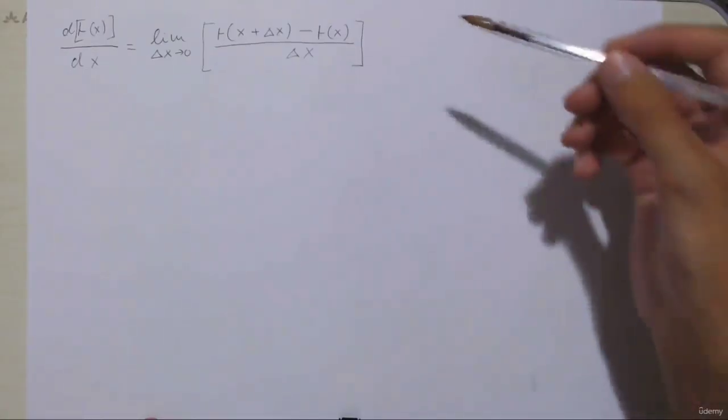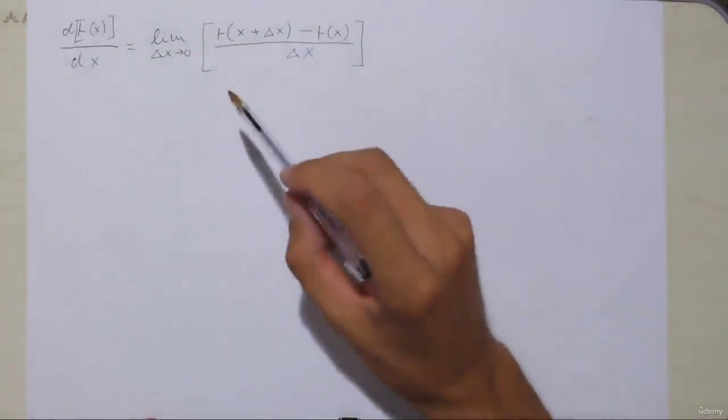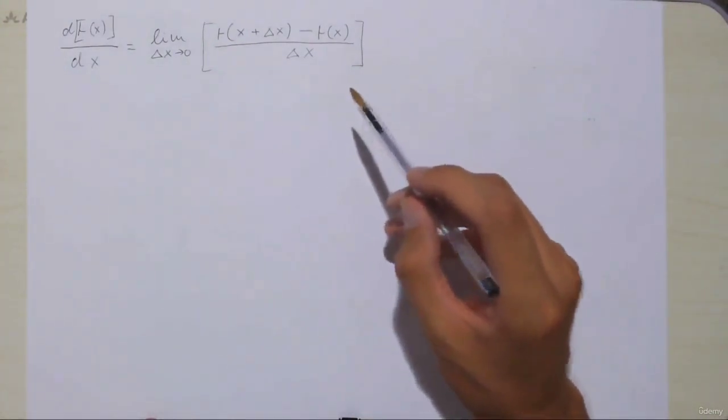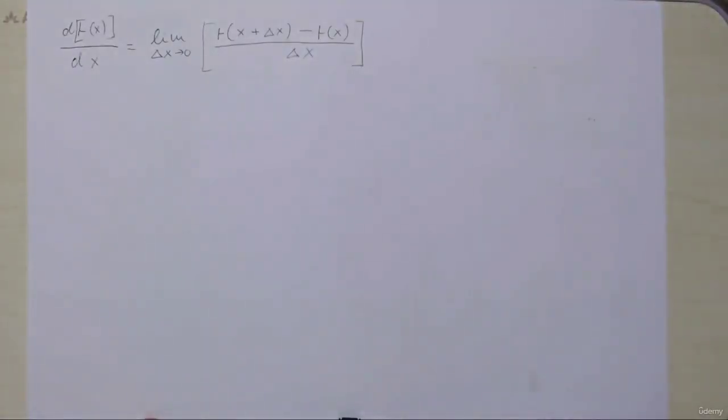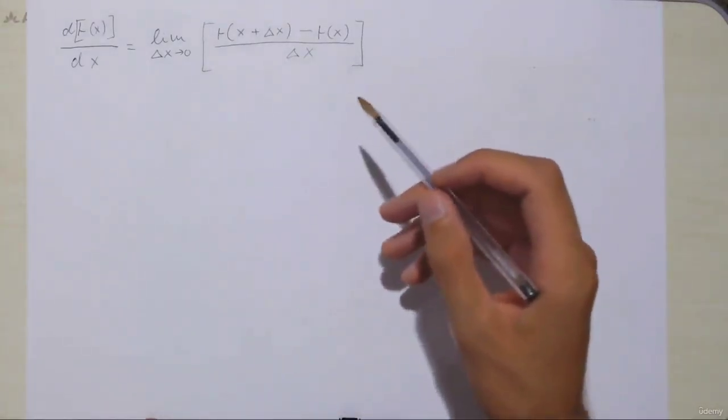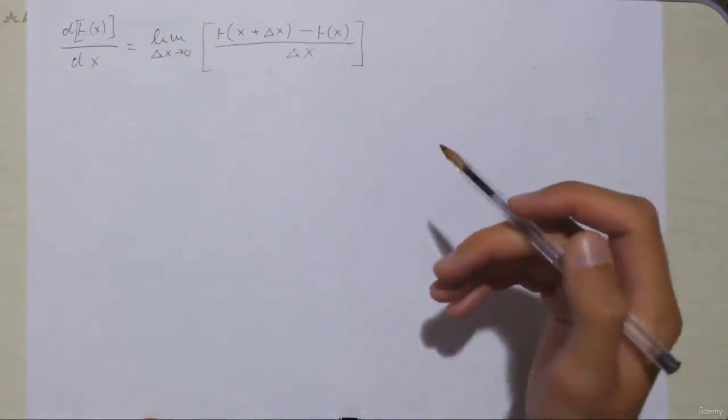So this is our definition, right? That's how we calculated our derivative. But we have many functions and some of them are very complicated. And to apply this rule every time, well, it would be very tedious.